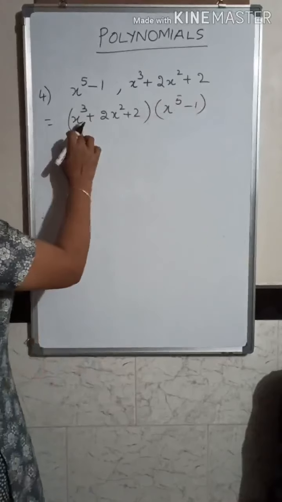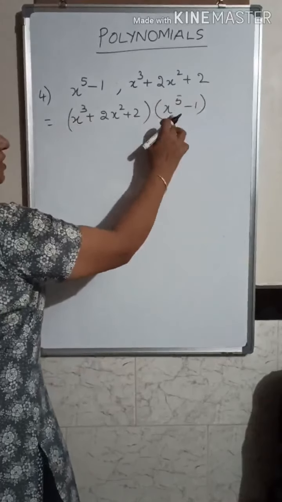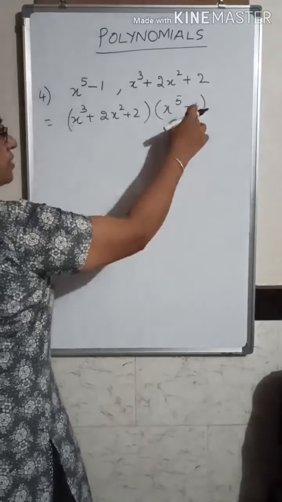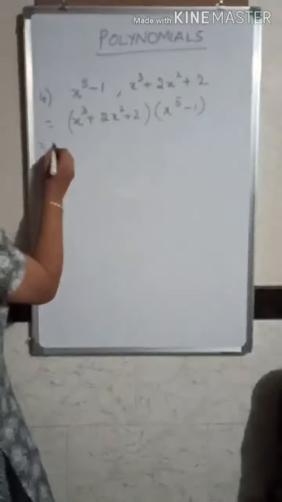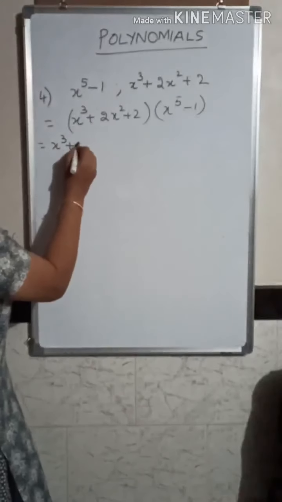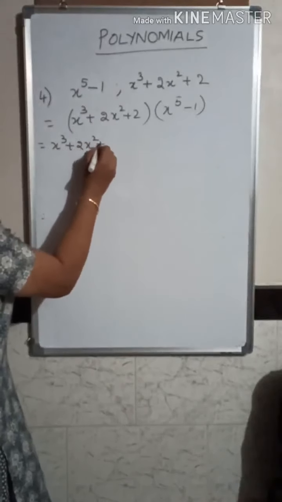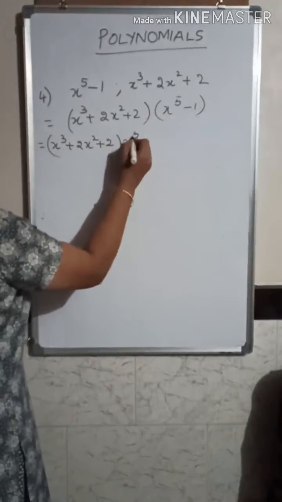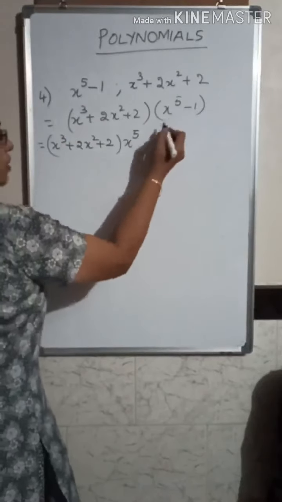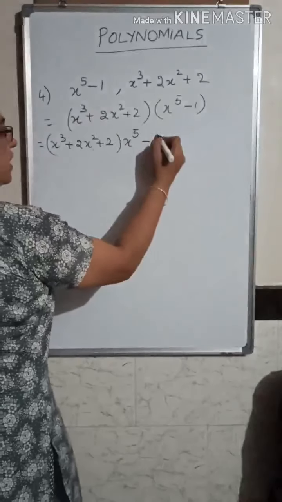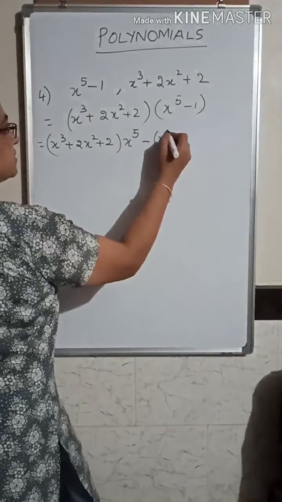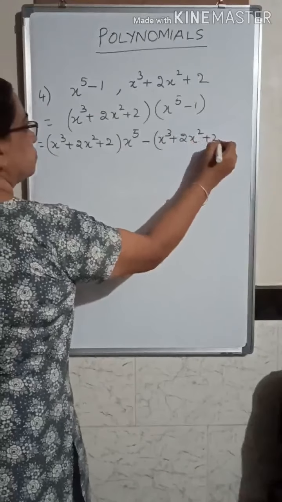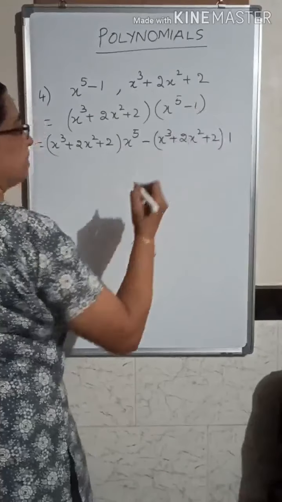So what you have to do is, all the three terms first multiply by x to the power of 5, then multiply all the three by minus 1. So now this will give you x cube plus 2x square plus 2, all this has to be multiplied by x to the power of 5. Then you have got minus, so put the minus sign. Again repeat the first bracket as it is, x cube plus 2x square plus 2, then multiply it by 1.